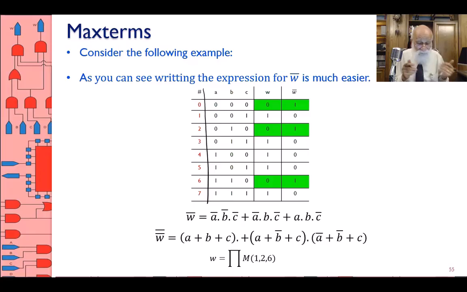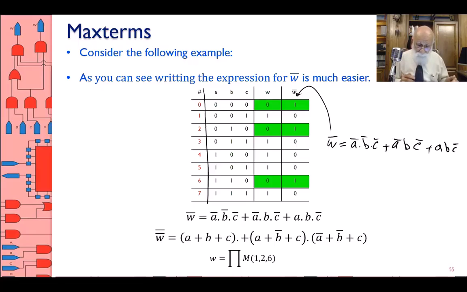But I see more ones than zeros. So I think like this: what if instead of doing ones, I consider zeros? But I'm not used to considering zeros. So why not look at W bar instead of W, and then at the end I complement it? Because so far, I'm only used to taking ones. So W bar is 1 if A is 0 and B is 0 and C is 0. It is 1 also if A is 0, B is 1, and C is 0. It is also 1 if A is 1, B is 1, C is 0.